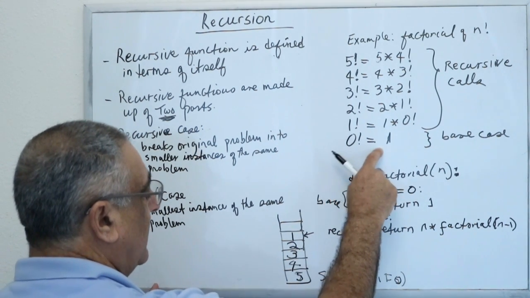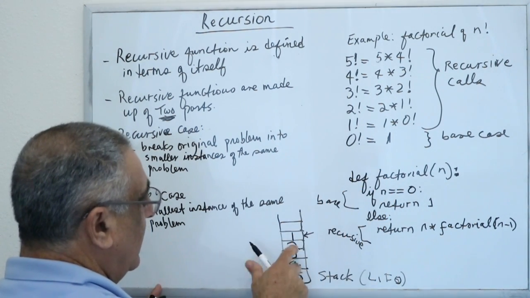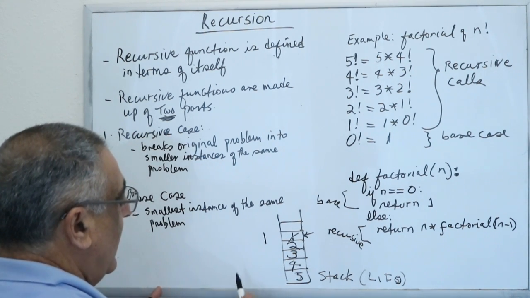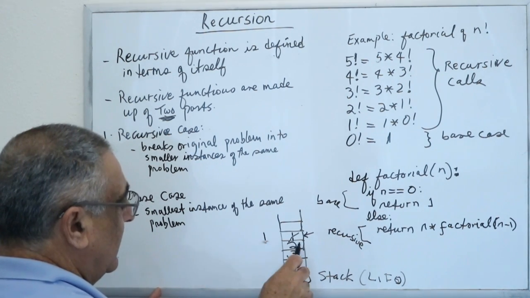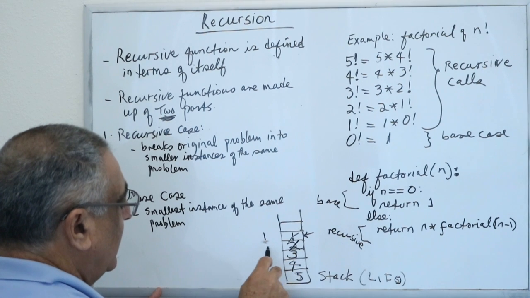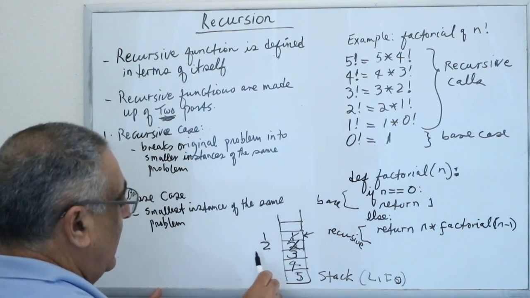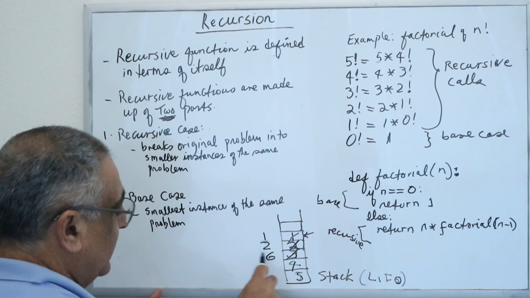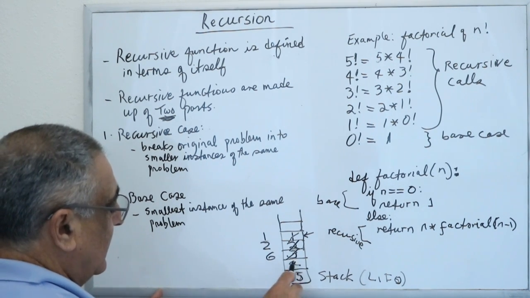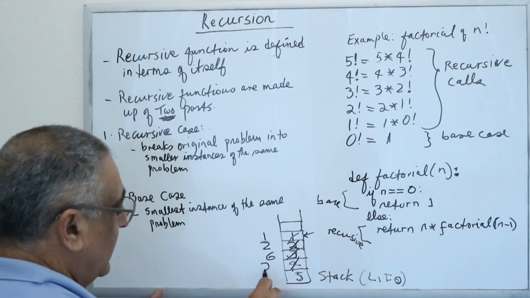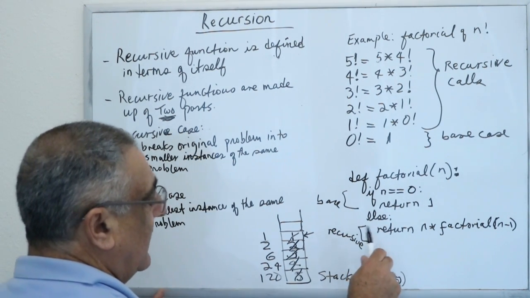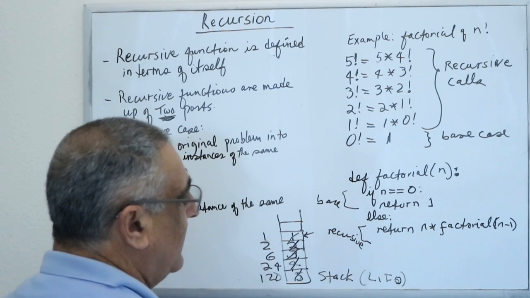Since it returns a 1, it's going to take the 1, pop the first element, 1 times 1 is 1. Then it takes this result, multiplied by 2. 2 times 1 is 2. Then it takes the 2 times the 3, which is 6. Then it takes the 6 times 4, which is 24. Then it takes 24 times 5, which is 120, and that's what it returns. So this is the recursive call.